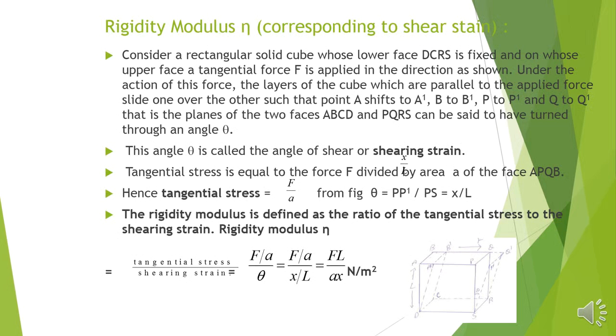The rigidity modulus is defined as the ratio of the tangential stress to the shearing strain. Thus, rigidity modulus N is equal to tangential stress divided by shearing strain, that is equal to F by A divided by theta, which is equal to F by A divided by X by L, or ultimately we get F into L by AX, that much Newton per meter square.